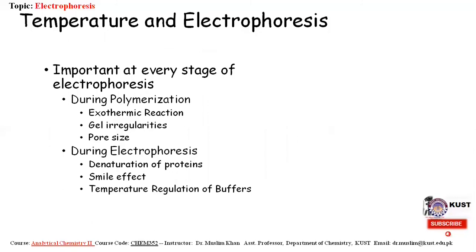The relationship between temperature and electrophoresis is important at every stage of electrophoresis. It is important during polymerization, which is an exothermic reaction, and gel irregularities and pore size depend on the temperature. It is also important during electrophoresis: deterioration of proteins, smile effect, and temperature regulation of the buffer.